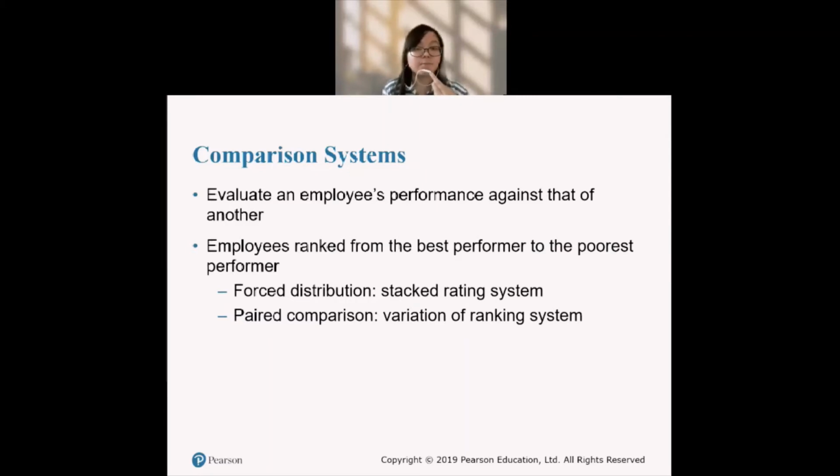An alternative approach, called the forced distribution method, and sometimes referred to as the stacked ranking system, assigns employees to groups that represent the entire range of performance. Using this approach, the rater must place a specific number of employees into each of the performance groups. Many companies use forced distribution approaches to minimize the tendency for supervisors to rate most employees as excellent performers.